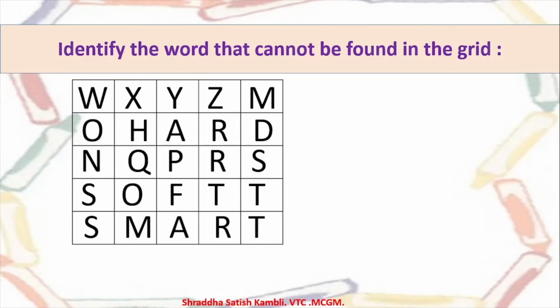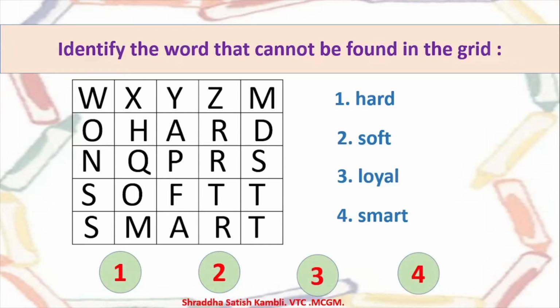Again the grid changes. So you have W, X, Y, Z, M, and so on. Let's see what our options are. So you have hard, you have soft, you have loyal, and you have smart. So these are all adjectives. They are all qualities which you will find either in a person or in a thing. Okay, so let us see, out of 1, 2, 3, and 4, which one will you not find in the grid?